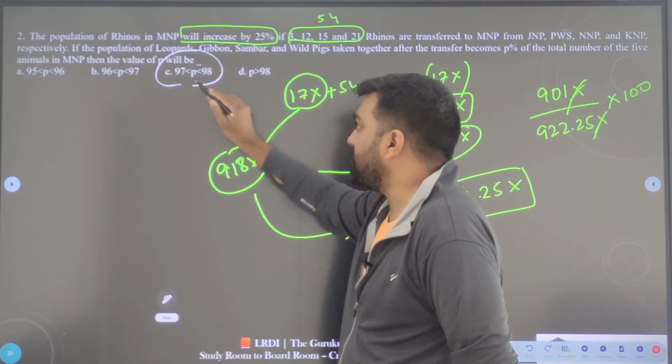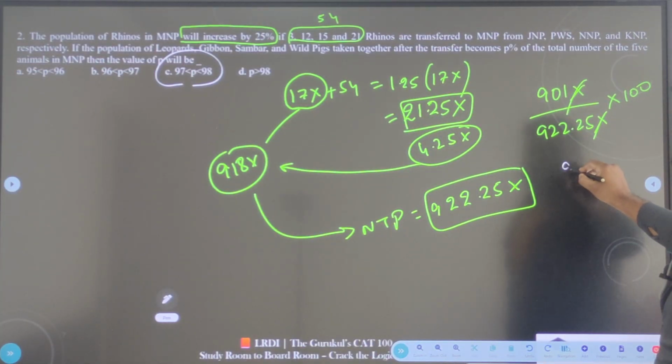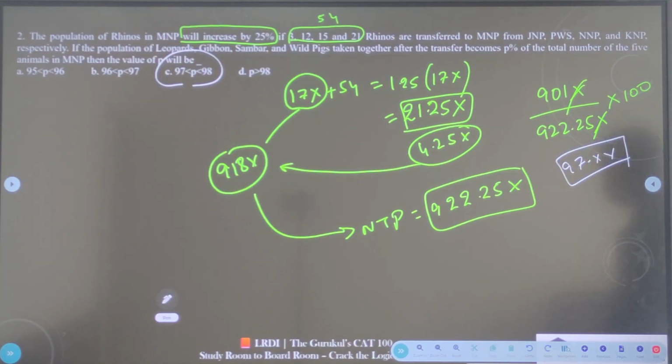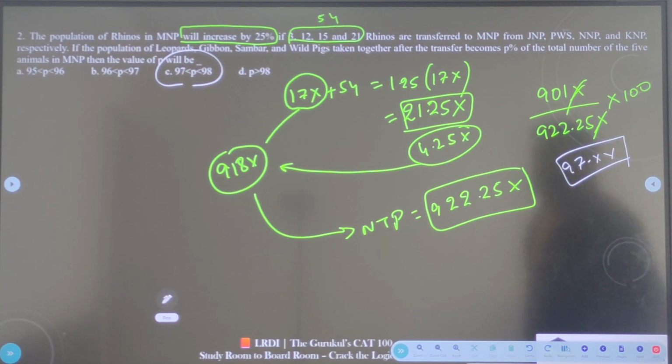Perfect. The answer is option C. This you will be getting 97 point something. Clear? You should be fast by now. We are already in the last 10 days of the exam, so solve the problems faster.